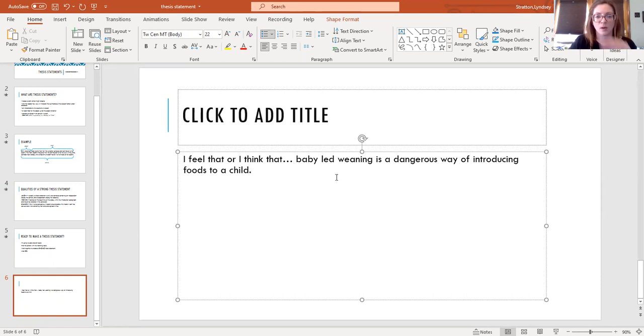So I feel baby led weaning is, or I think that baby led weaning. Now if I take that away, I still have a thesis. My opinion is still here. I just didn't say I. So baby led weaning is a dangerous way of introducing foods to a child. Now, this is something that's arguable because a lot of people do baby led weaning and a lot of people don't. So this was just something I thought of because, well, Madison's right here and so is her food. So that's what I came up with.